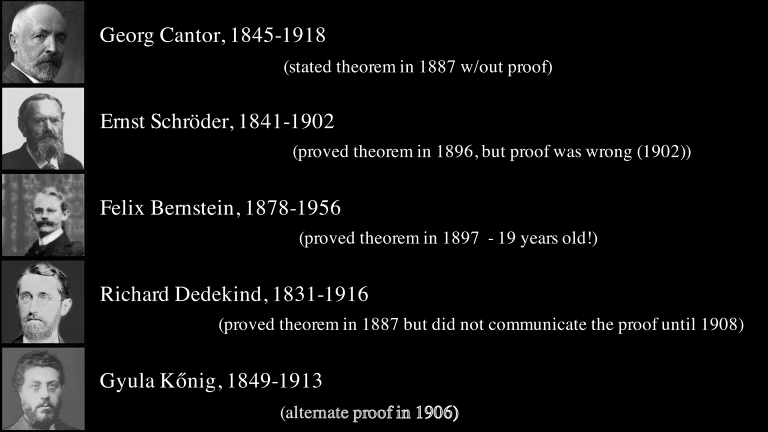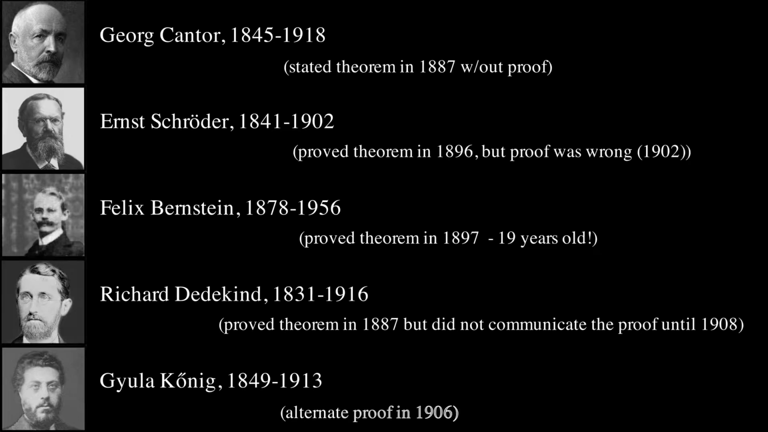Schröder was the first to publicly give a proof, but it was discovered 6 years later that his proof was wrong. Note that this isn't necessarily bad, and we shouldn't be so critical. Even wrong proofs can give insight into results, and this was true in this case. Bernstein was the first to provide a correct public proof of the result, and in fact this was part of his PhD thesis. Interestingly enough, Dedekind generated a proof of the result shortly after Cantor's statement, but that proof was never widely publicized until much later.